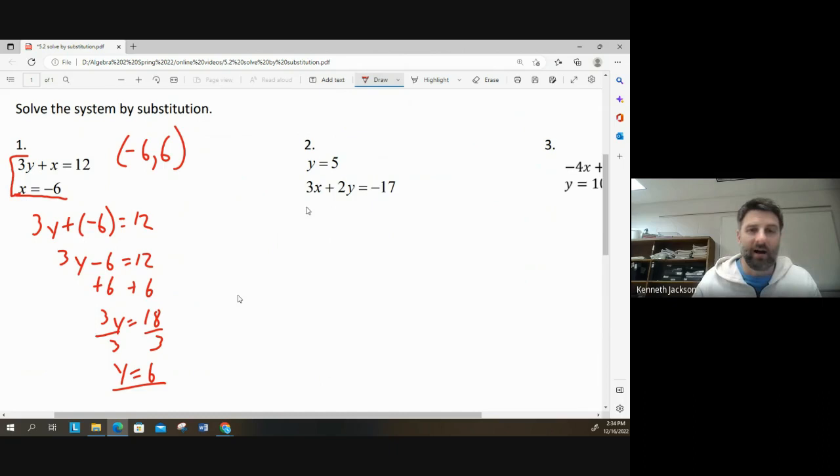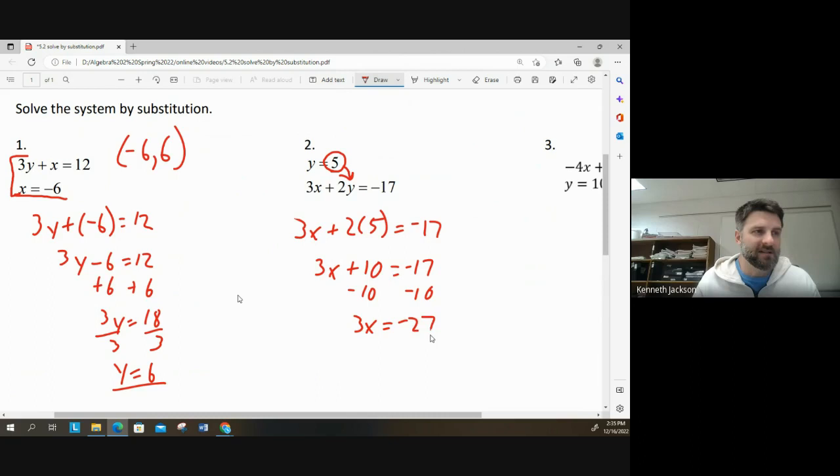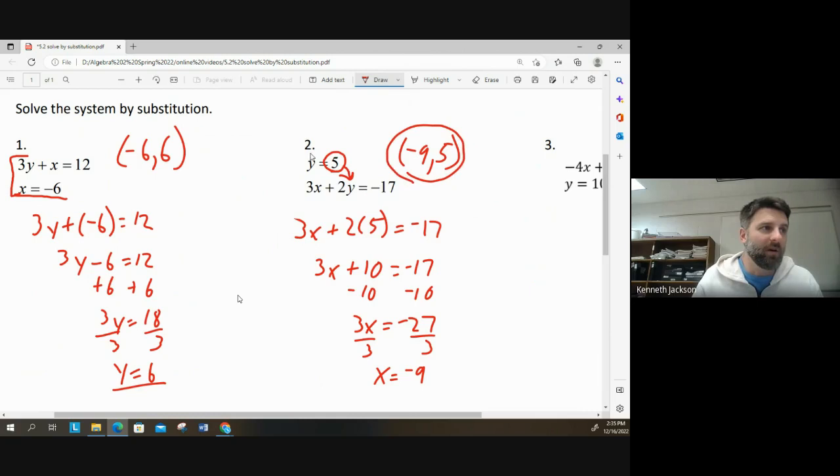On number 2, it says that y is equal to 5, which means instead of y, I can plug in 5. That would be 3x plus 2 times 5. That's some basic substitution. Take the number, plug it in for the variable. And now I need to be able to solve this equation. 2 times 5 is 10. To get rid of a plus 10, I can subtract. Again, some Algebra 1 concepts here in solving equations. And to get rid of a times 3, I can divide. Negative 27 divided by 3 is negative 9. My answer is not just negative 9. My answer, the solution, the point where the two lines cross, is negative 9, comma, 5. x, comma, y. So that is the point where these two lines would cross.